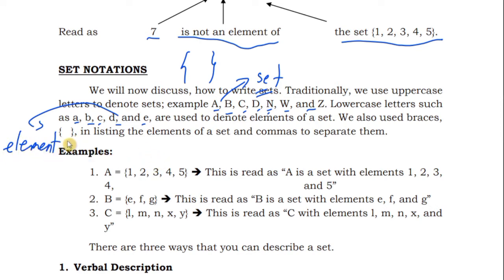Okay, this one, two braces, is the representation of the symbol of the set. So here we have, this reads as A is a set of 1, 2, 3, 4, 5. B is equal to the set E, F, G. C is equal to the set L, M, N, X, Y. So these are the ways in how to read everything.